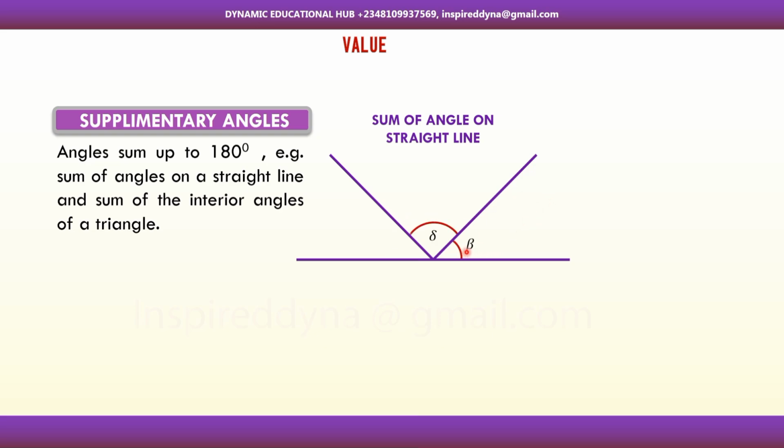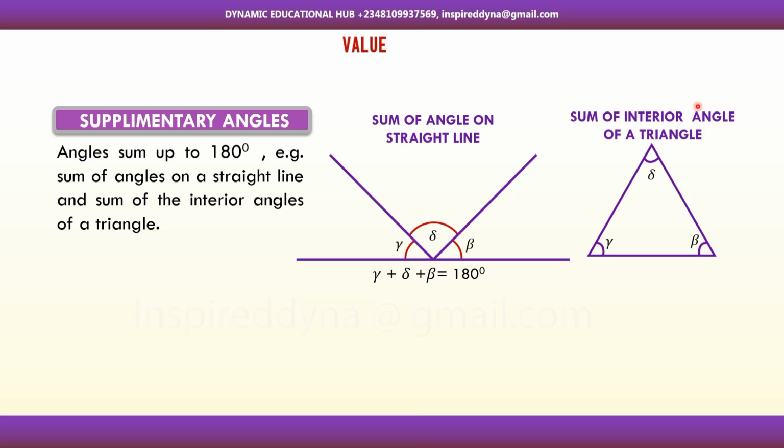Let's call this beta, let's call this theta, and let's call this gamma. Now if you add all these angles together, what are you going to get? We are going to get 180. That is why we call it supplementary angles. When you sum angles together and you're getting 180, then we have supplementary angles. We also have the sum of interior angles of a triangle.